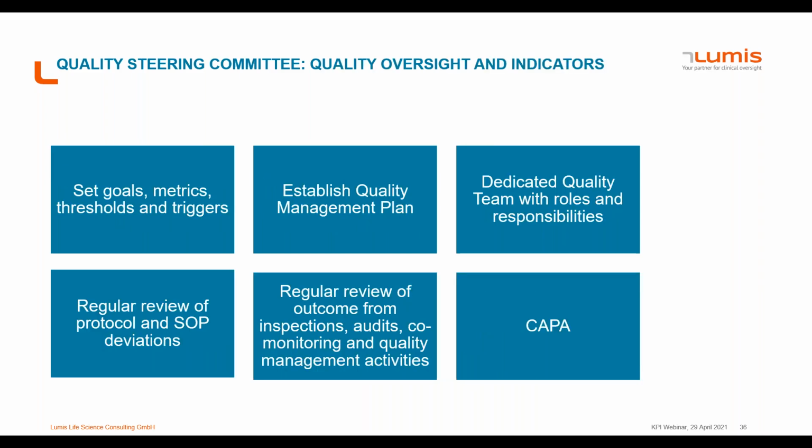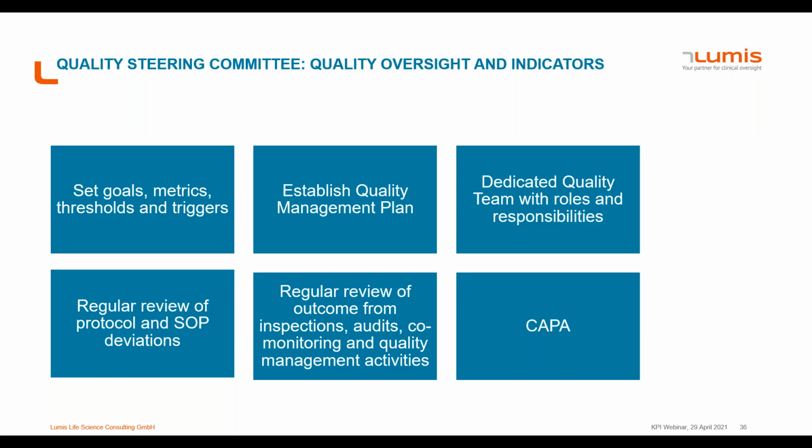So here on this slide, I'd like to drill down further and look at some of the things that the committee needs to do, or options for the committee. The committee must set the goals, metrics, thresholds, and/or triggers for the review of the quality of the clinical trial. Additional approaches can be establishing a quality management plan for the clinical trial, assigning dedicated resources with roles and responsibilities for quality activities within the clinical trial as well.